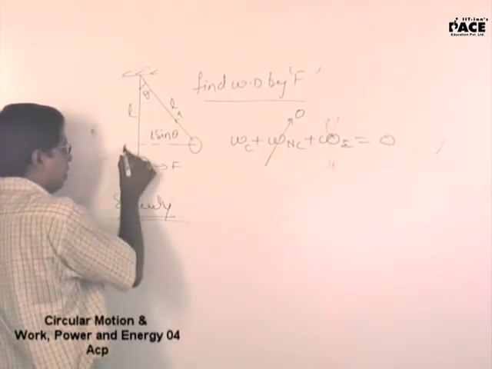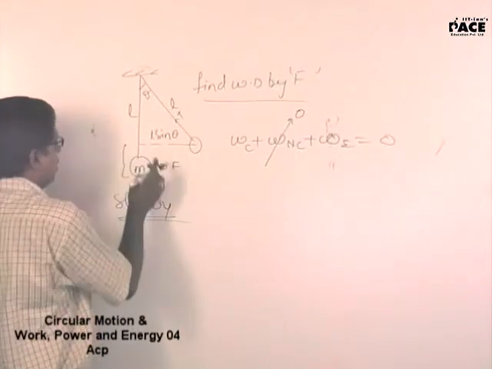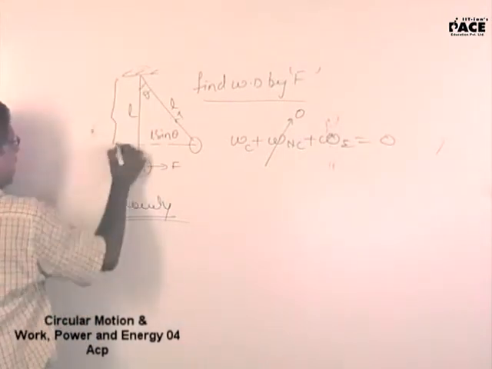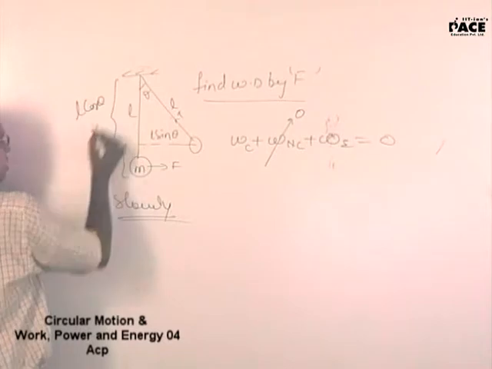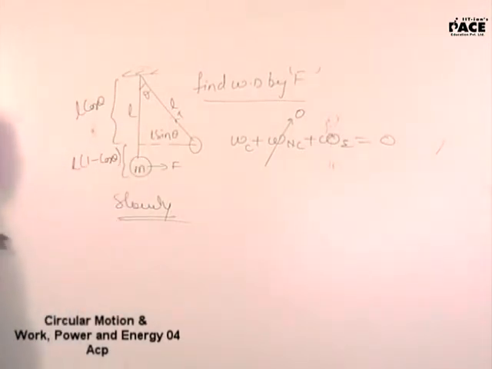Mg is in the downward direction. It went up by a height of h. This total distance is L, this distance is L cos theta, so this will be L into 1 minus cos theta. Do you all agree with that?